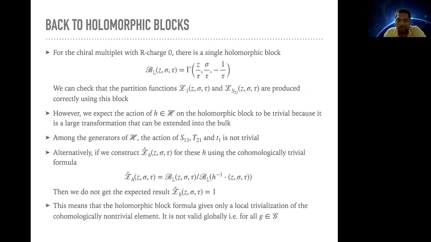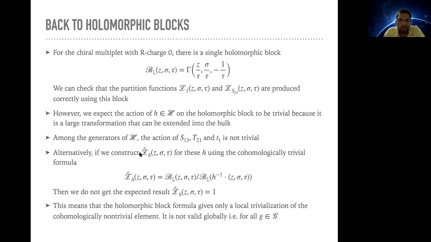Now, let me go back to holomorphic blocks and demonstrate that the gluing picture is not something that holds for all G's. So you have this holomorphic block for the chiral multiplet of charge 0. The holomorphic block is given by this particular gamma function, and here you can see that you would have expected the holomorphic block to be invariant under the action of H, because that's a large transformation of the whole bulk, not just of the boundary. So in particular, let's say the action of T1. That would be a shift of Z by 1. You would have expected it to be invariant, but clearly this is not invariant. You see that using the property of the gamma function. And that means that the block is not respecting the large diffeomorphism, large transformation properties that it must respect.